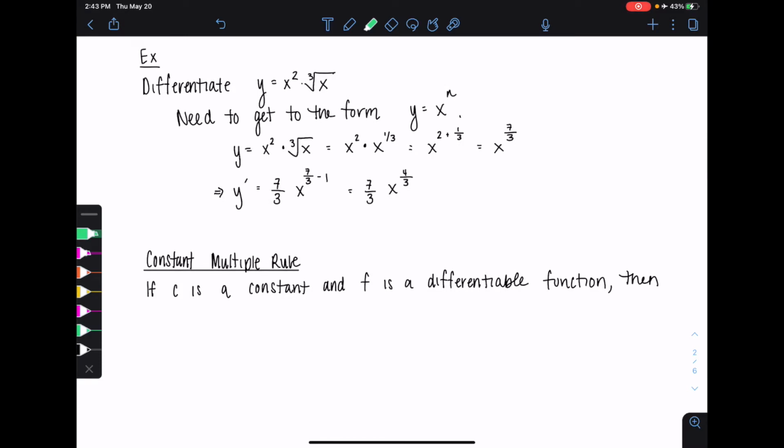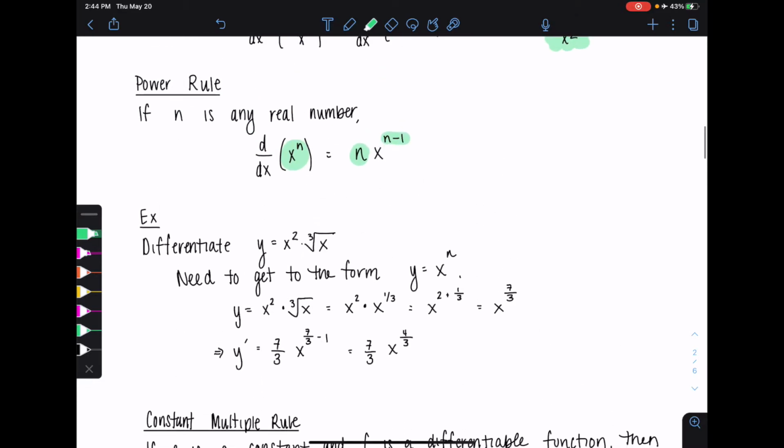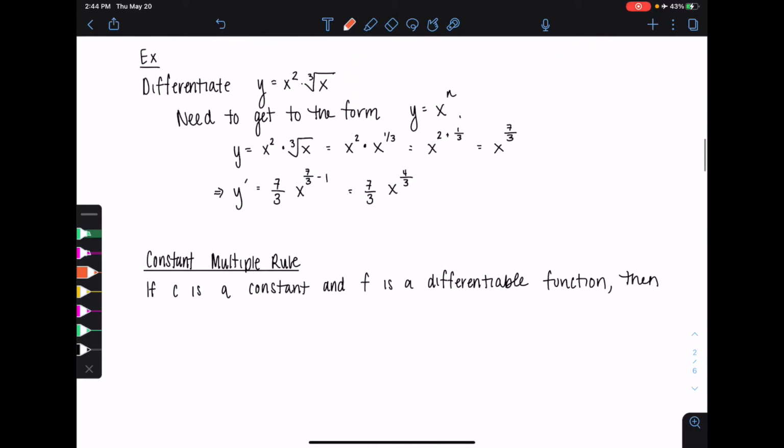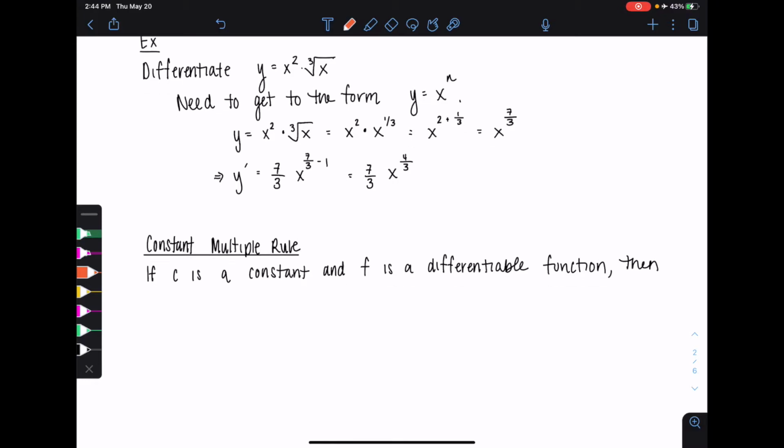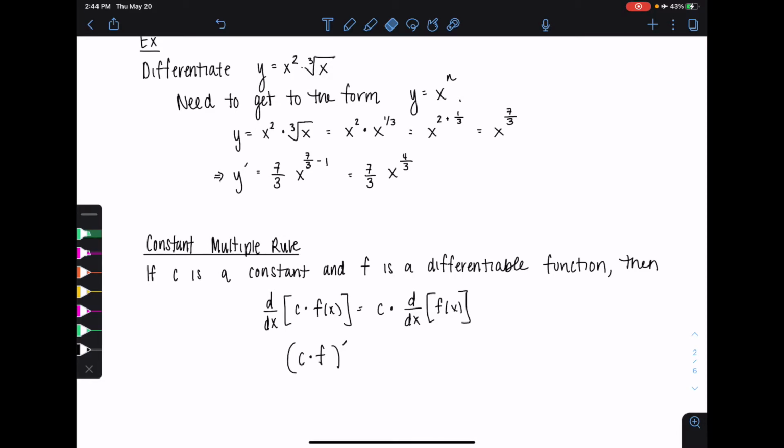The second rule we have is called our constant multiple rule. So all I've done so far is x to the n, but what if I had like a 6 out front? What does that really do? The constant ultimately changes nothing. So if c is a constant and f is a differentiable function, then if I want to take the derivative of a constant times the function, that constant can just pop out. You differentiate the function as normal. In terms of this prime notation, c times f, the derivative of that, would be the derivative is just applied to the function.